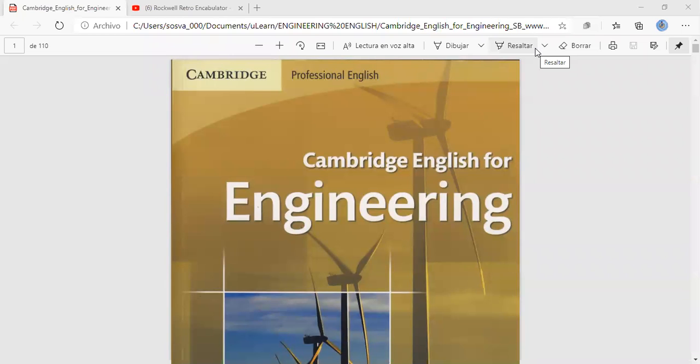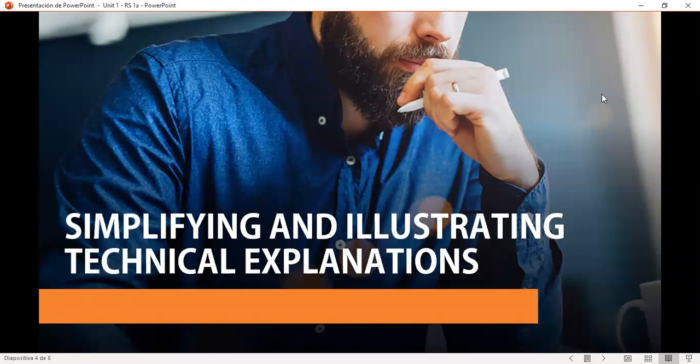Okay, so we're going to continue working on the last part of the first unit. We almost finished unit 1. And today's topic talks about simplifying and illustrating technical explanations. Last session, we talked about an engineer who was going to give a tour to one of her customers.